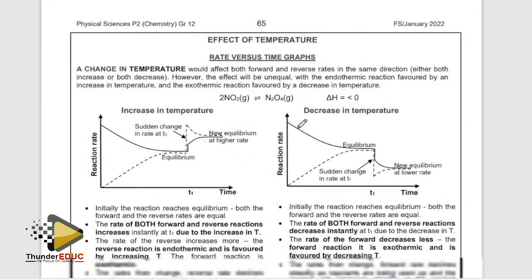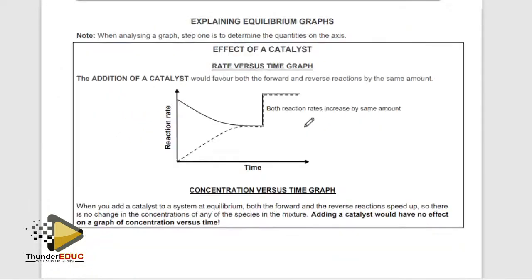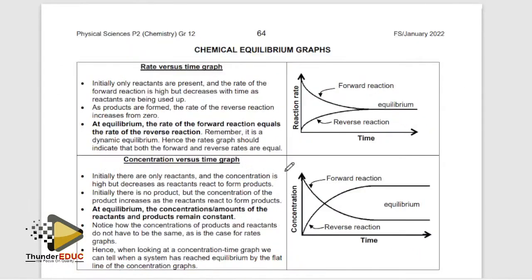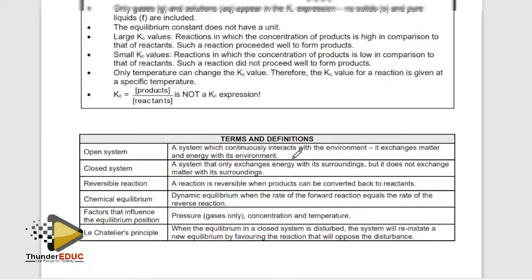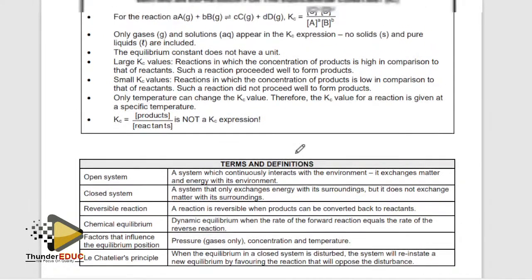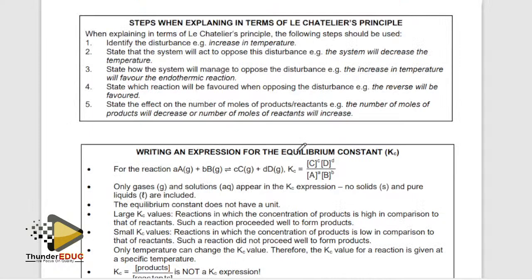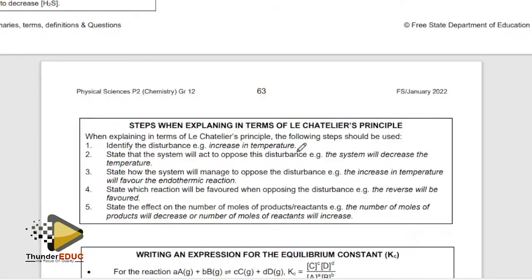All right, let's go to factors that affect chemical equilibrium. What is chemical equilibrium? You must know that. You must know how to state Le Chatelier's principle and how to apply it. Don't make a mistake to go when you don't know it.